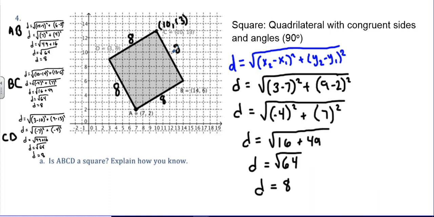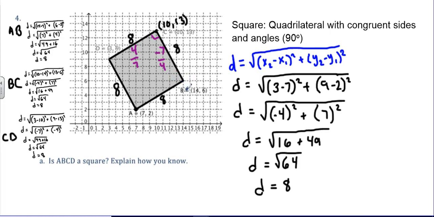To prove that it's a square, I need to also prove that each one of these angles is a 90-degree angle. So I need to check the slopes. Let's start with DC. I'll go up 1, 2, 3, 4, and over 1, 2, 3, 4, 5, 6, 7. So this slope is 4/7. From C to B, I go down 1, 2, 3, 4, 5, 6, 7, and over 4, so this slope is negative 7/4. Those are opposite reciprocals, so I have a right angle.